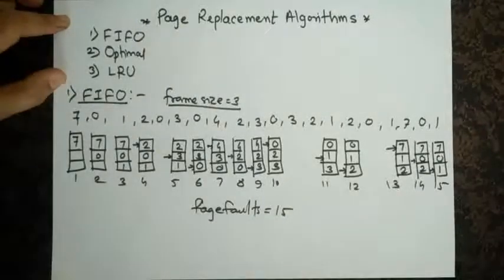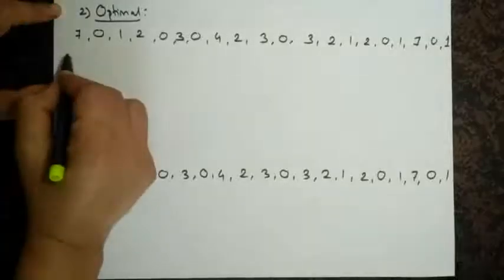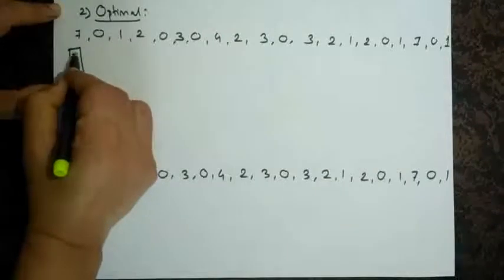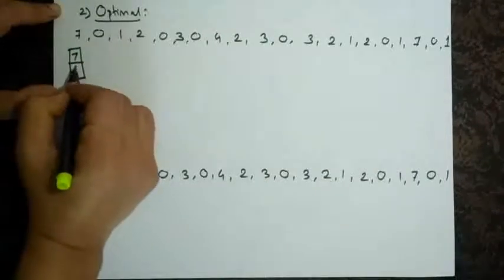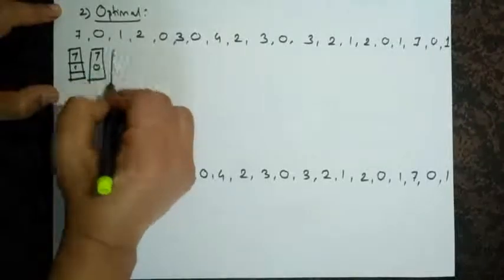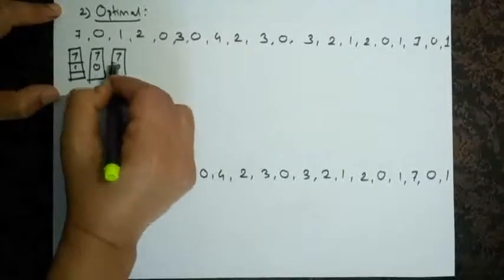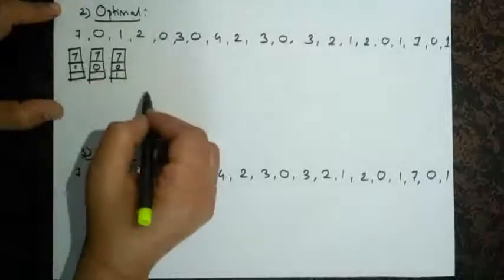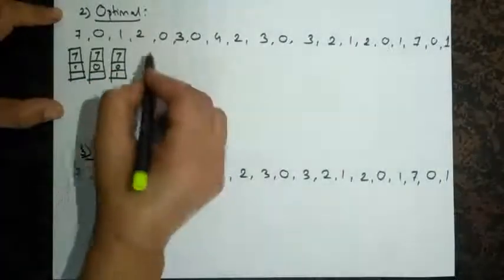Let us see the implementation of optimal and LRU page replacement algorithms. So we again have 3 as the frame size. So I put this 7 initially. Then we have 7, then 0, and then 7, 0 and 1. So these 3 placements are as it is in the first algorithm. Now we have the 2.